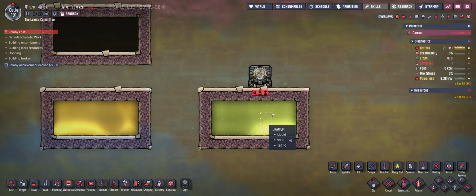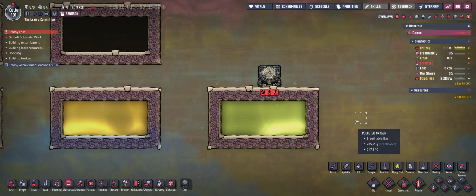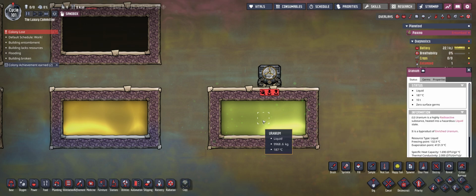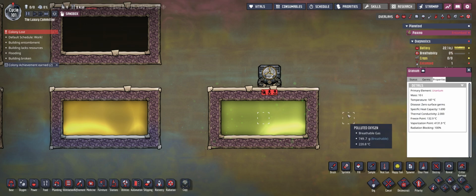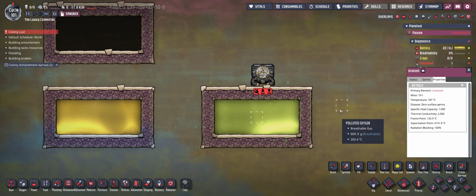Hello guys, in this video I'm going to compare different coolants you can make use of in Oxygen Not Included. Now before we get started, let's check the most important parameters for cooling.